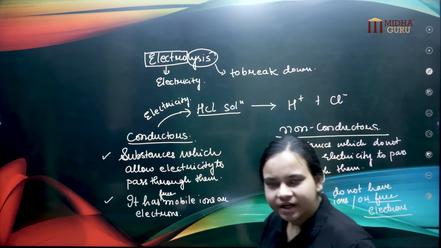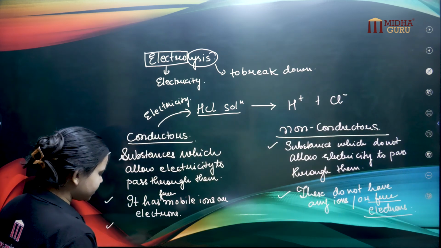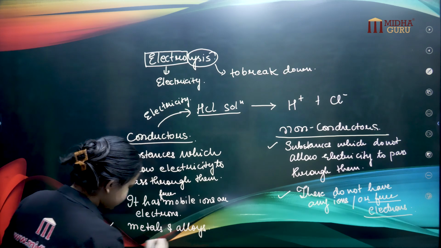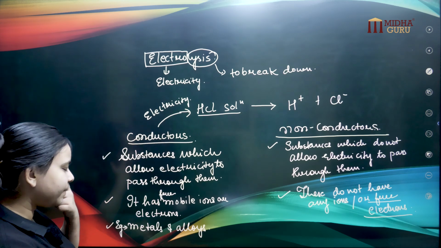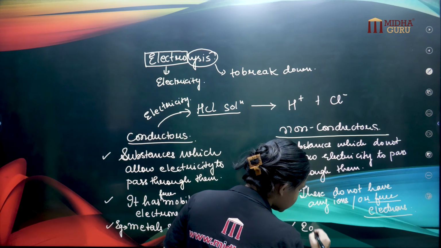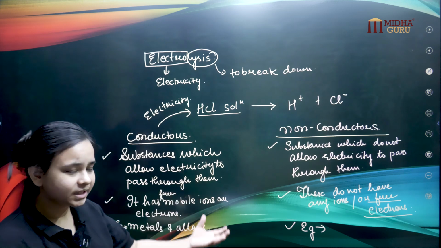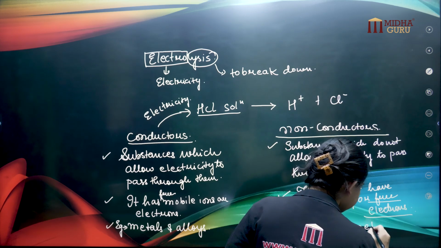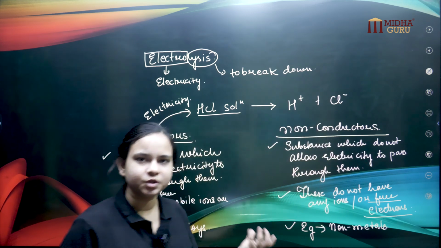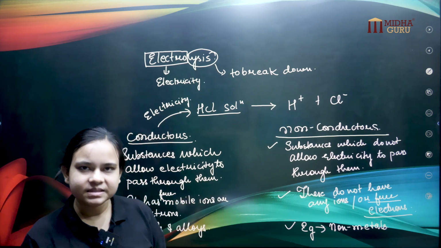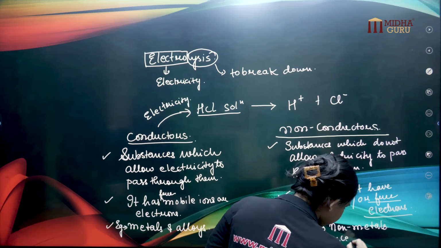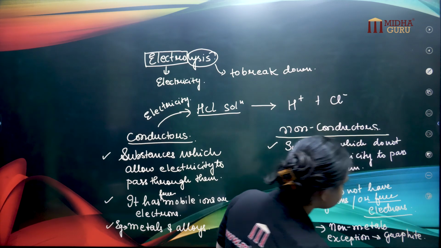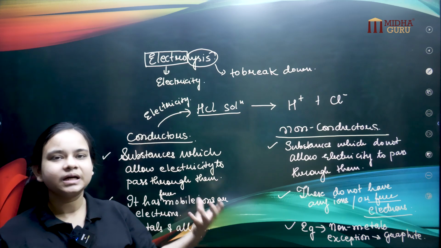Okay. Next, the prominent examples for conductors are metals and alloys. The prominent example for non-conductors is non-metals. Non-metals are non-conductors. But there is a single exception to this, that is graphite. Graphite does conduct electricity. Being a non-metal, graphite still conducts electricity.